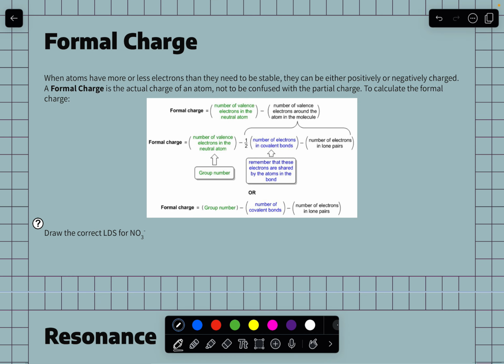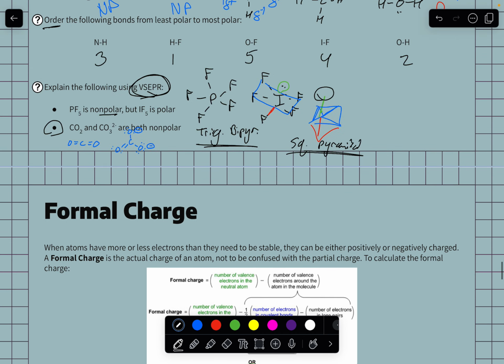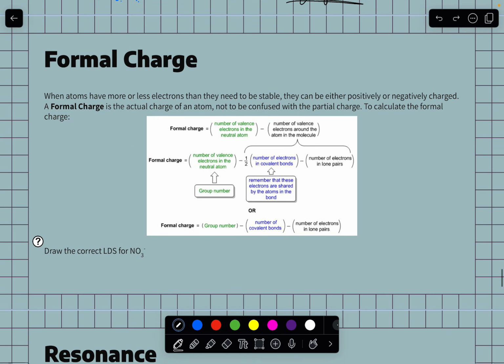Okay, so going on to formal charge. Formal charge is looking at the actual charge of the atoms. These are not partial charges. So we can see here, like with CO3 2 minus, that has a -2 charge. That is an actual charge, it's not just a partial charge. We don't write the partial charges into the compound formulas.